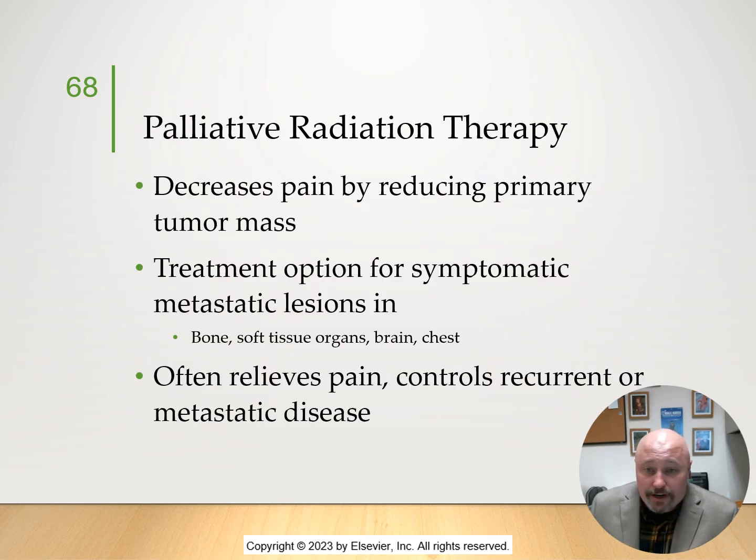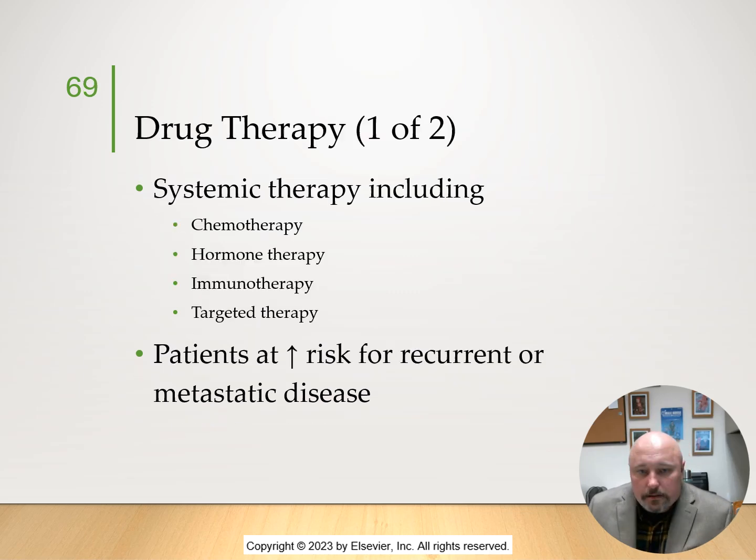Another indication for radiation therapy may be palliative, and this is done to decrease the pain by reducing the primary tumor mass. This treatment option is for symptomatic metastatic lesions in the bone, soft tissue organs, brain, or chest, and often relieves the pain, controls recurrent or metastatic disease. There will be many options for drug therapy, including chemotherapy, hormone therapy, immunotherapy, and targeted therapy, and these are indicated for patients at increased risk for metastasis.